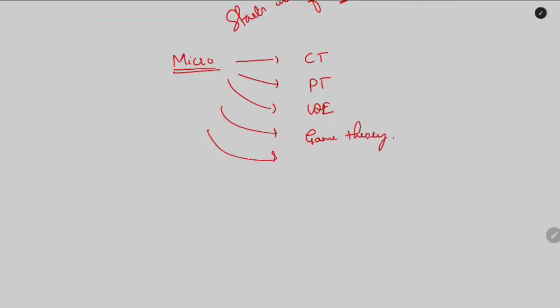So let's say that in macroeconomics we have consumer theory, producer theory, welfare economics, game theory. These are the basic things most of the questions will be coming from, and a few other topics like uncertainty. If you cover these things, it's more than 60 or 70% of economics.